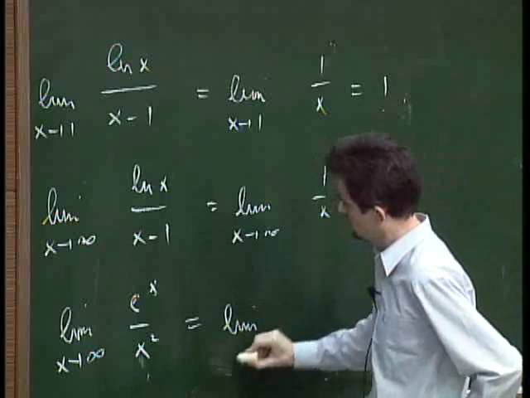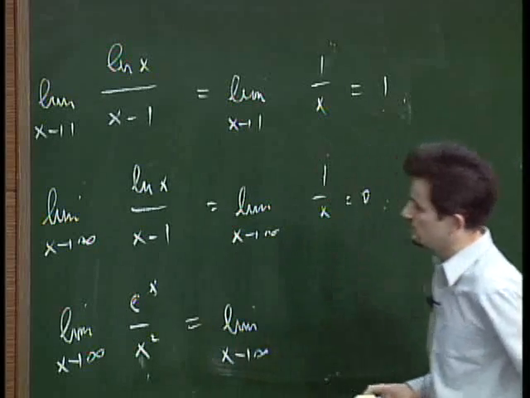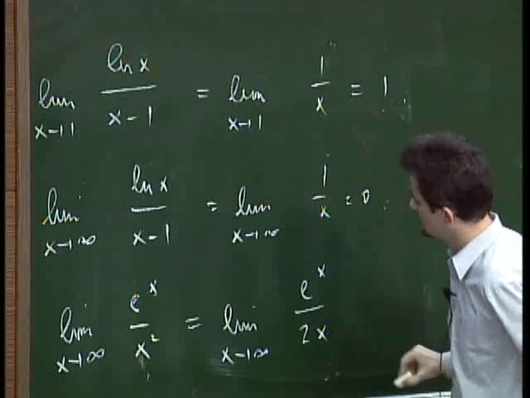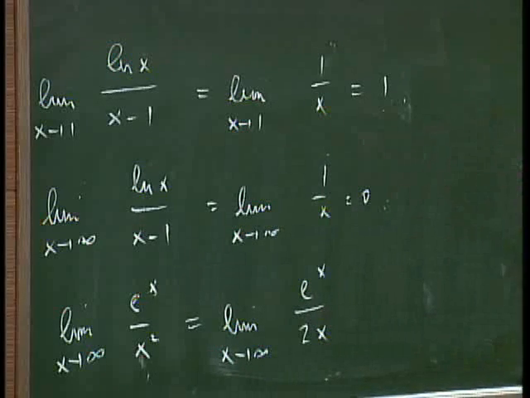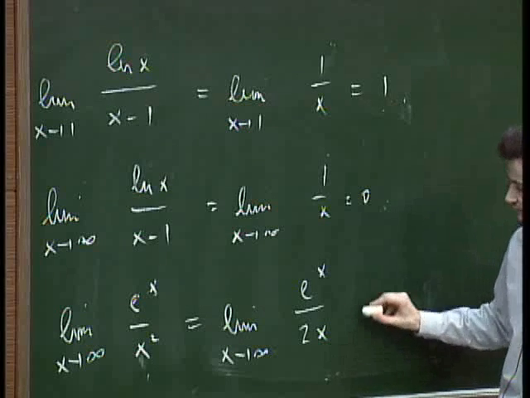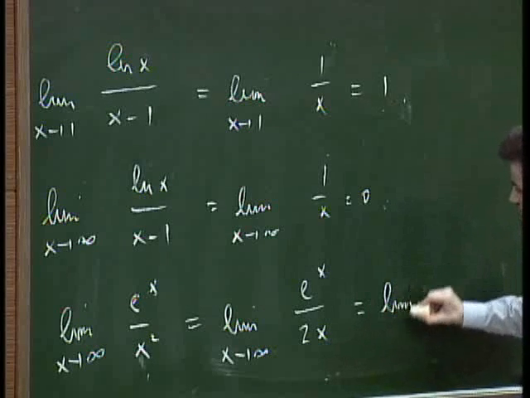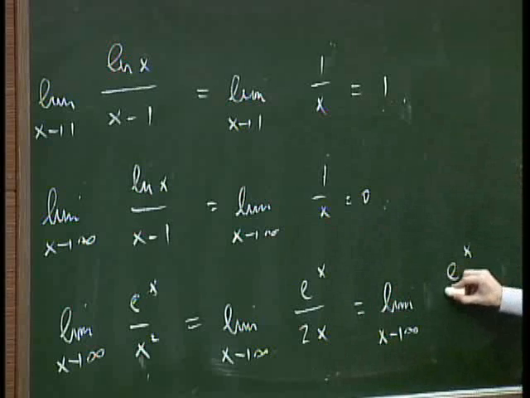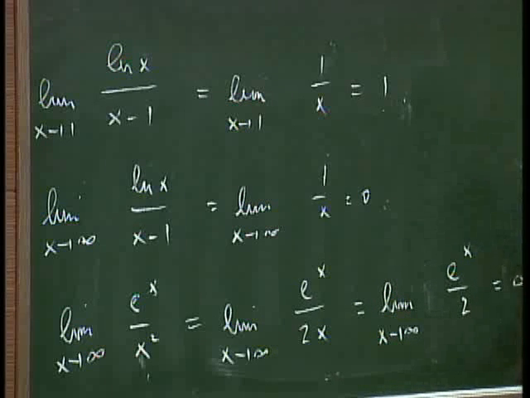Now, if you apply it once, you see that what you get is e to the x over 2x, but you still encounter the situation infinity over infinity. Okay, so you have to do it once more. And now what you get is e to the x over 2, and this is indeed equal to infinity.